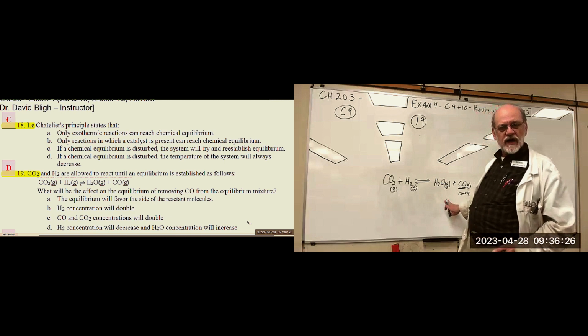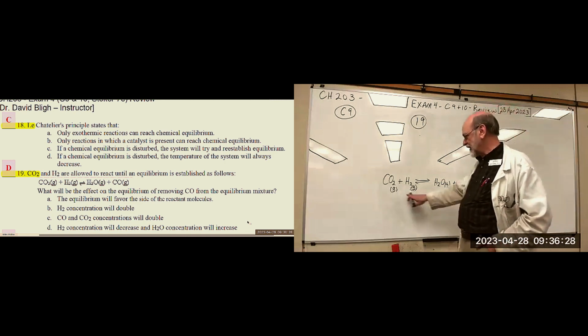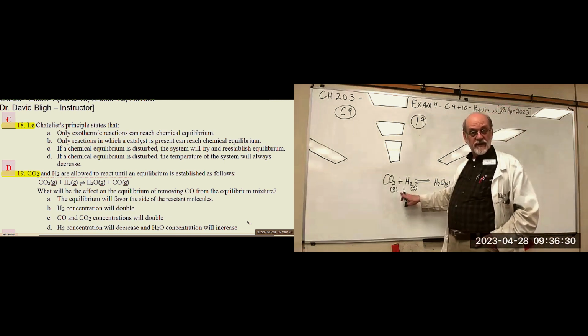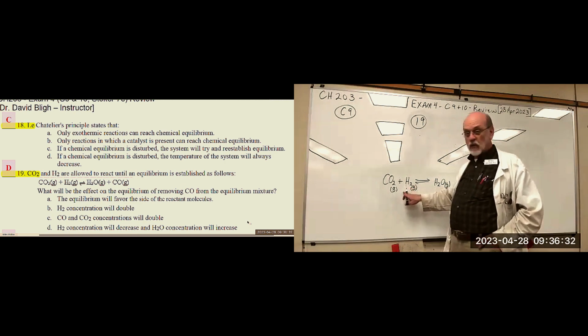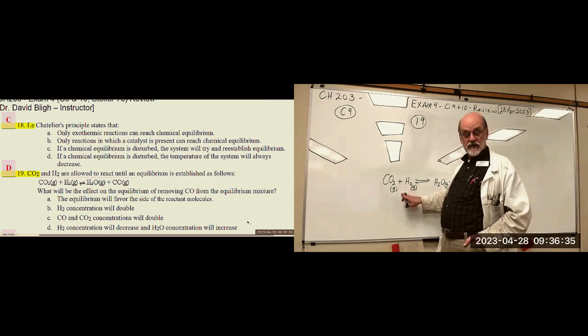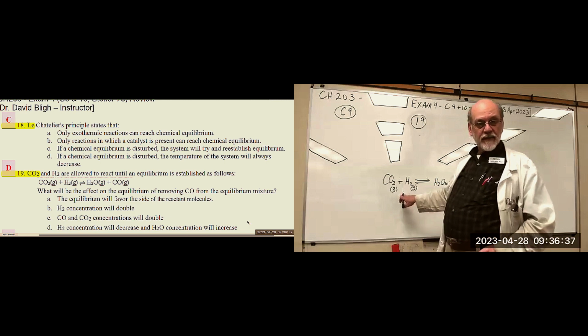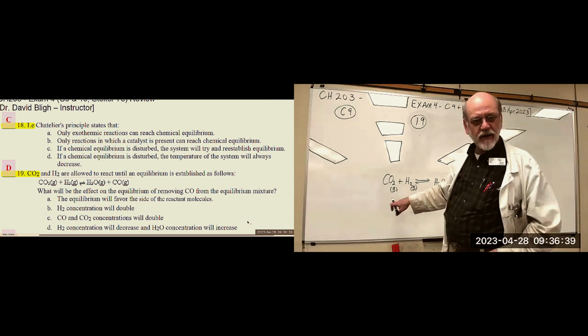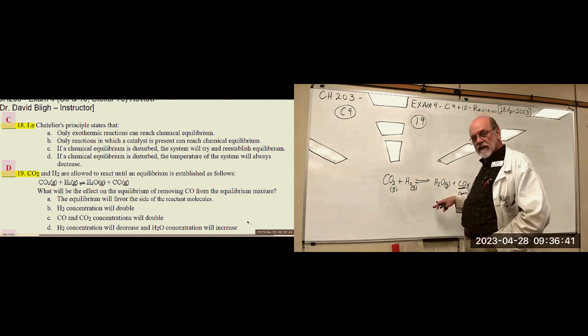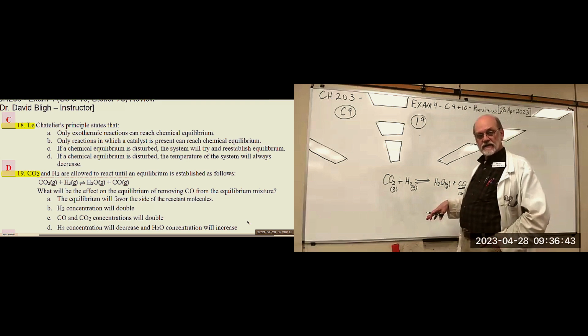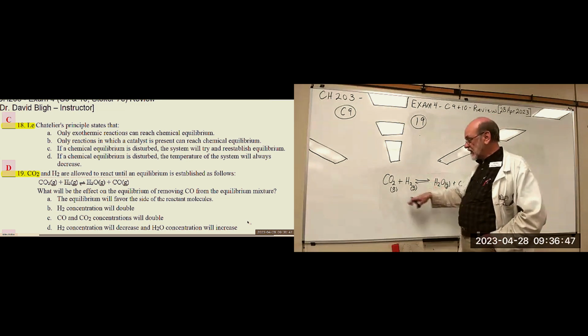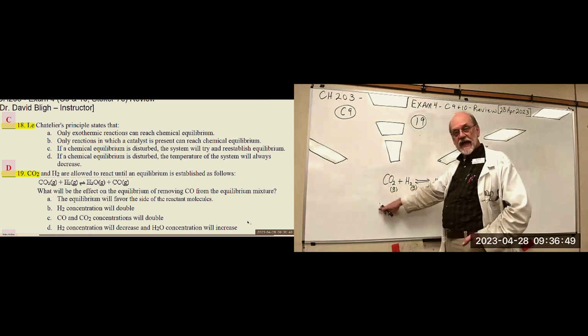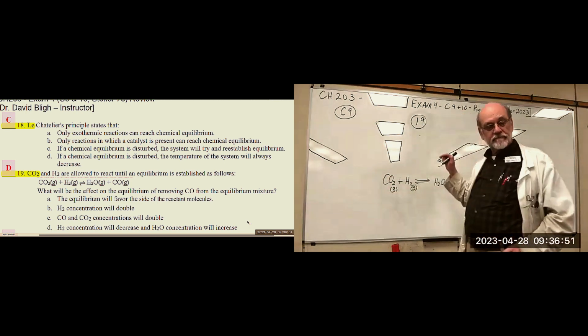B, hydrogen concentration will double. No, we don't know what will be the actual change, but it won't double. It'll decrease a certain amount. How about C? Carbon monoxide and carbon dioxide concentrations will double. No, you can't do that. Not if you let the reaction reestablish equilibrium. It has to consume some. This will go down, this will go up.